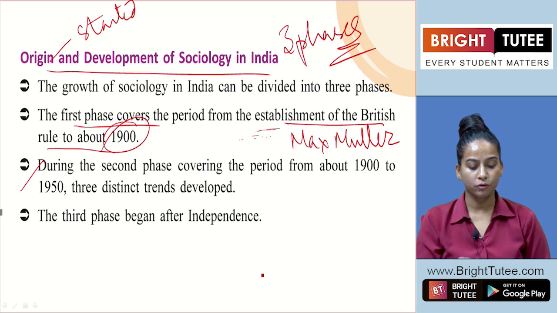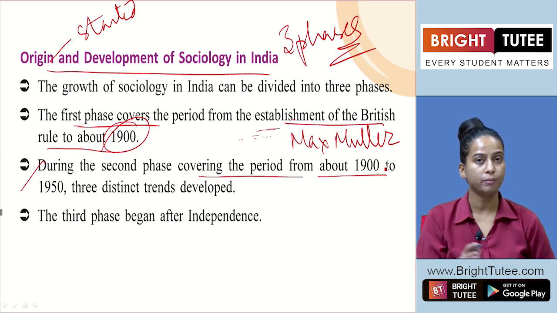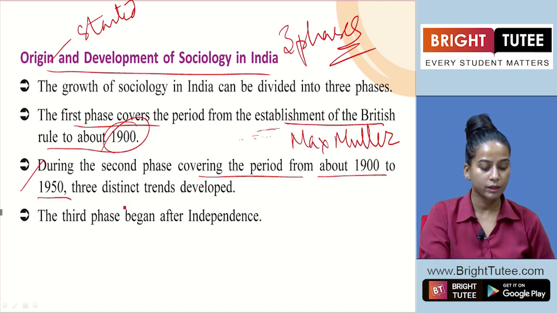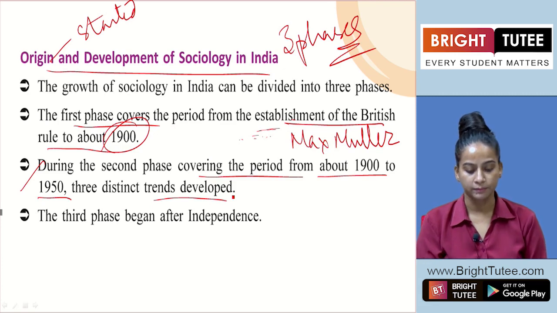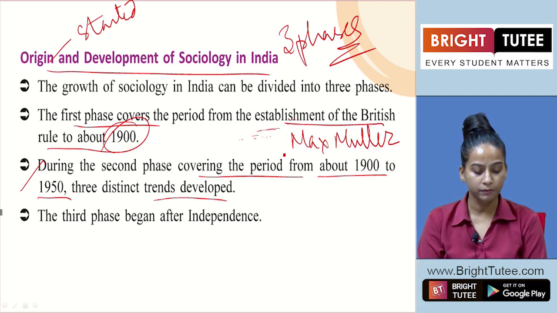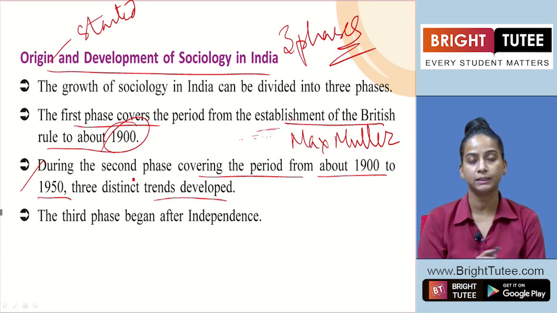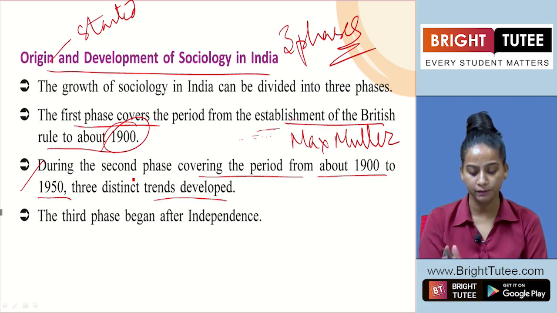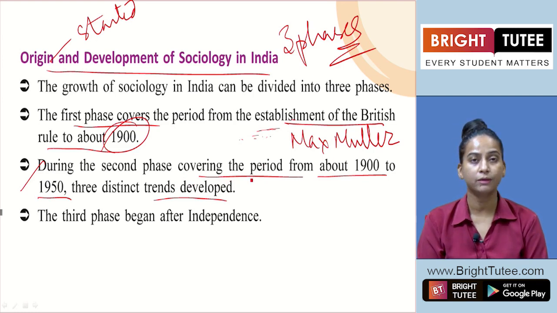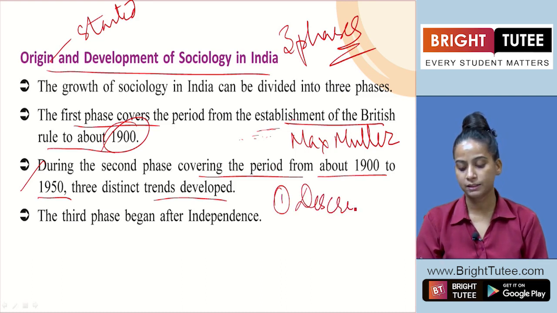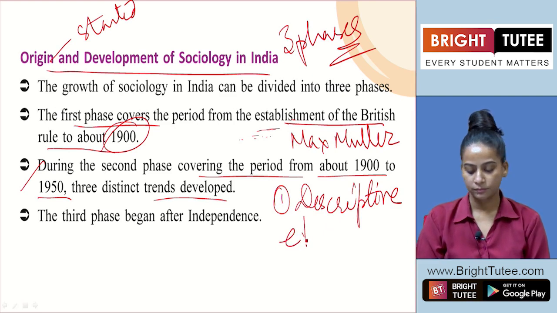The second phase covers the period from 1900 to 1950. Three distinct trends developed within this period. The second phase was divided into three main parts, and the first was the development of descriptive ethnography. British administrators and officials wrote different books describing the tribes and castes which existed in India at that time.